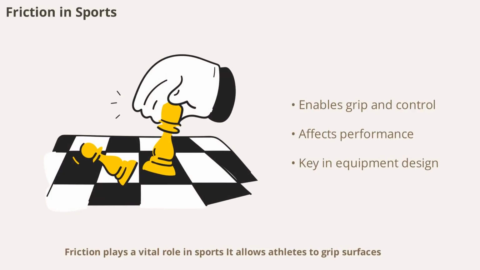Friction plays a vital role in sports. It allows athletes to grip surfaces, control balls, and stop quickly. For example, basketball players rely on friction between their shoes and the court, while soccer players need friction to dribble and shoot. Too much or too little friction can affect performance, making it a key factor in sports equipment design.